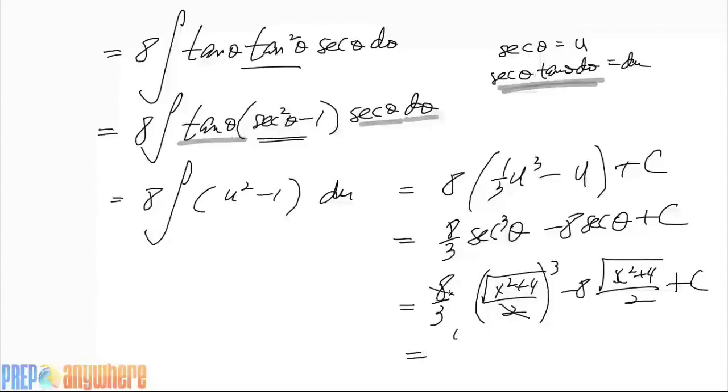That will reduce to give you 4 over 3, and let's just leave that as x squared plus 4 to the power of 3 over 2. That reduces to give you minus 4 square root of x squared plus 4, or x squared plus 4 to the power of half. Okay, that's it.